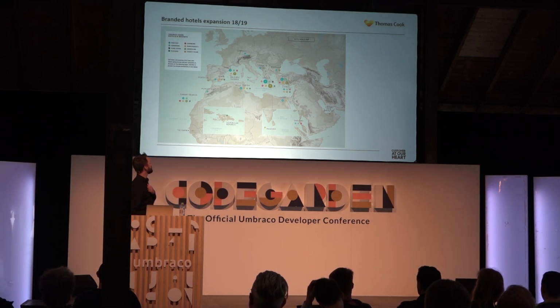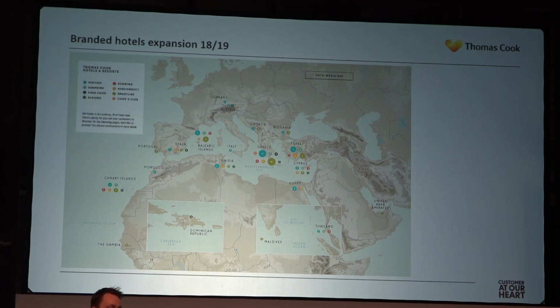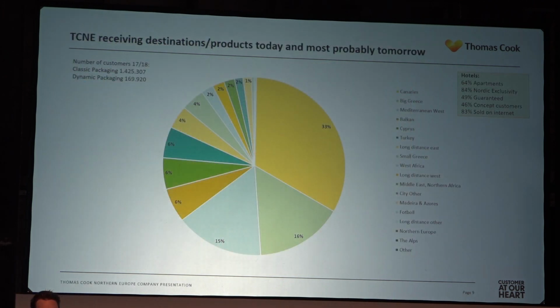Here we have a map. One of our biggest competitive points is that we have lots of experience, and we also have a lot of branded hotel chains. It's like a franchise chain. I will come to that later, but mainly these hotels are in the Mediterranean area, and in the winter we have some in Gran Canaria as well. So this is basically where the customers go. Here we can also see a chart of where the customers go: the Canaries, Mallorca and Greece.